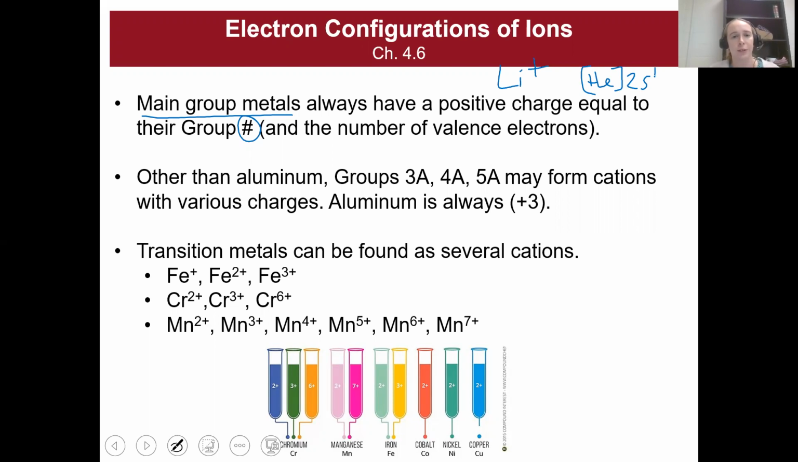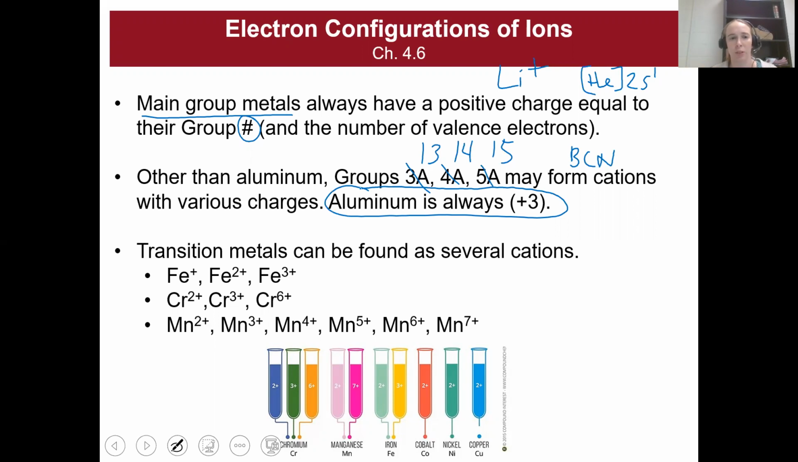All right, so we've got some weird things happening in groups 13, 14, and 15. If we're looking at period 2, that's boron, carbon, and nitrogen. Some of them may form cations with various charges, but aluminum is always +3. That's the only one you have to remember from that area of the periodic table, from group 13.